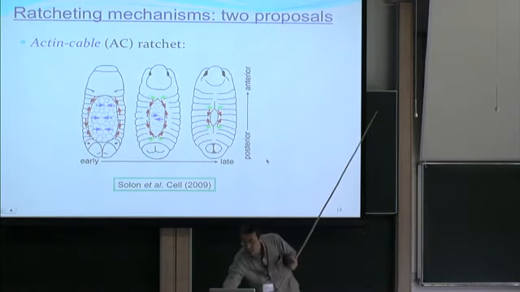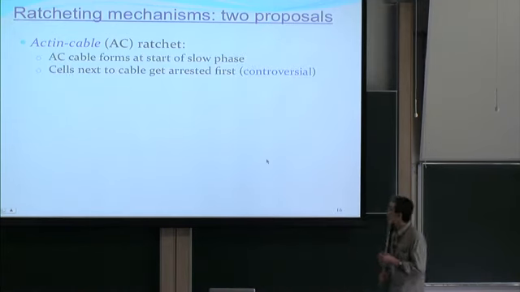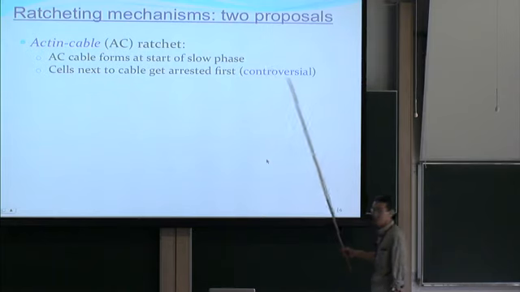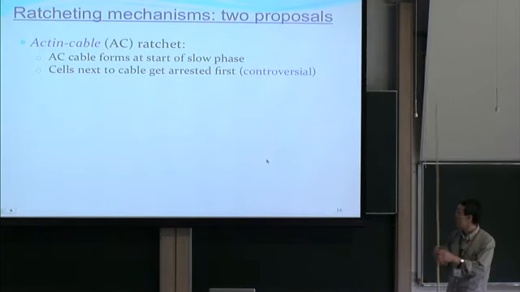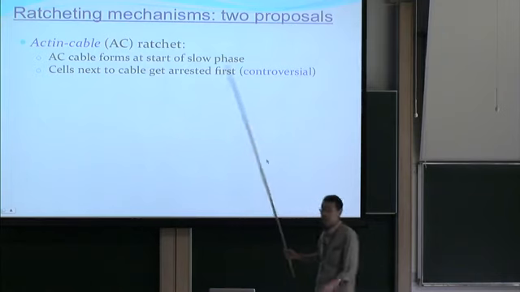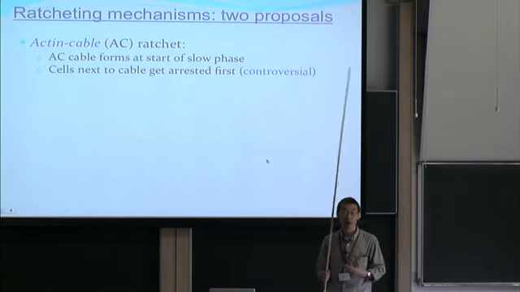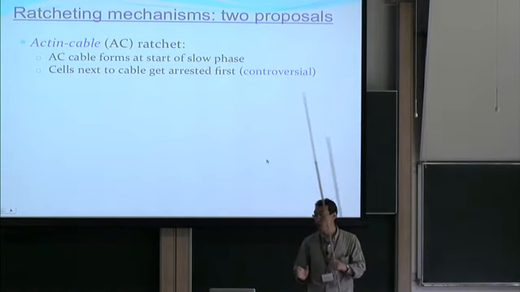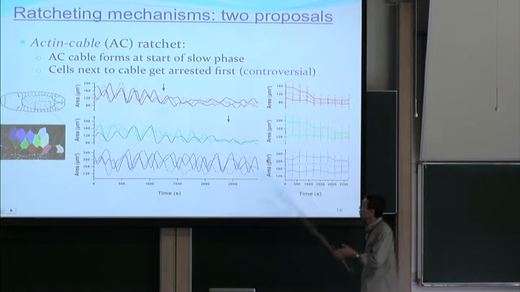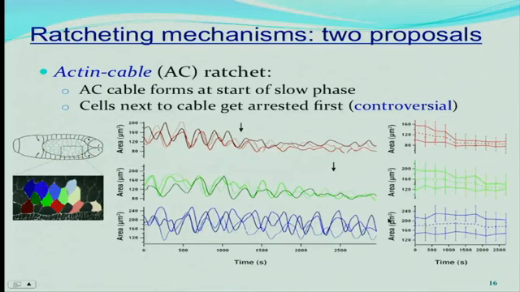And this is supported by, again, two pieces of evidence. The first one is a coincidence in time. The actin cable actually forms at about the start of the slow phase when the tissue starts to contract. And they also claim that the cells next to the cable, the oscillation gets arrested first. As I mentioned before, others saw different things, so this part is not really solid. But those are the ideas that led to the proposal. So there are different cells here at different locations relative to the edge, and you see those authors claim that the arrest of the oscillation happened at different times.